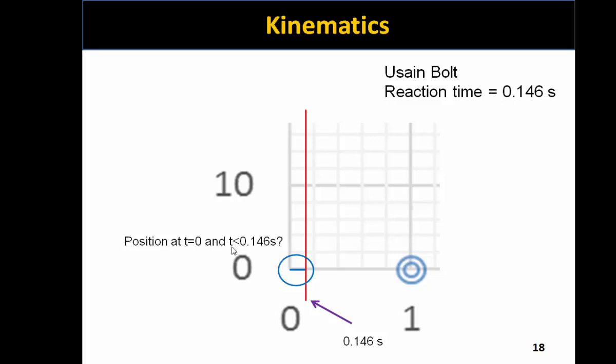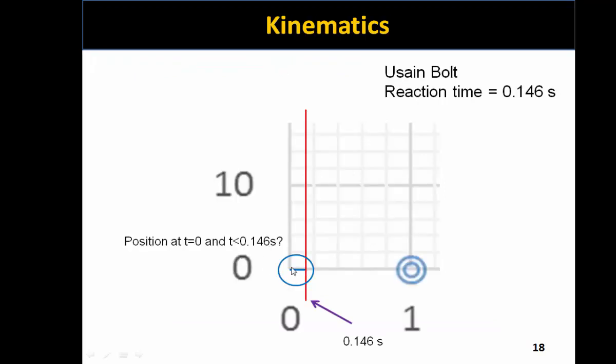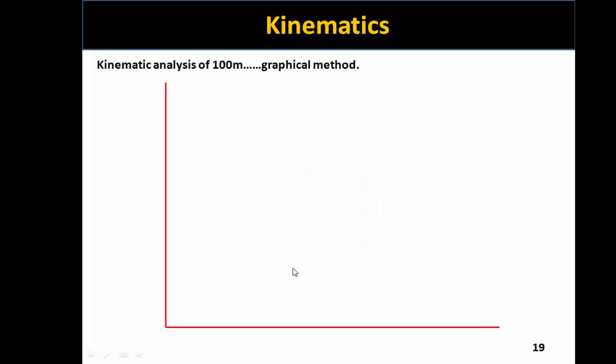The position at t less than 0.146 is also going to be 0. So we know the velocity, as long as you're not moving, is going to be 0. And this is going to highlight one approach in examining kinematics without using any equations, and that's called the graphical method.